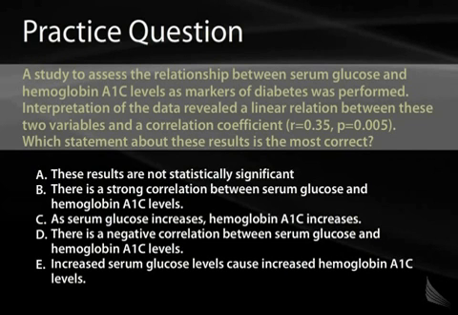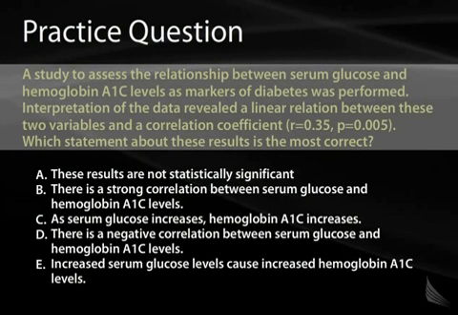Interpretation of the data revealed a linear relationship between these two variables and a correlation coefficient of the following: R equals 0.35 with P equal to 0.005. Which statement about these results is the most correct?